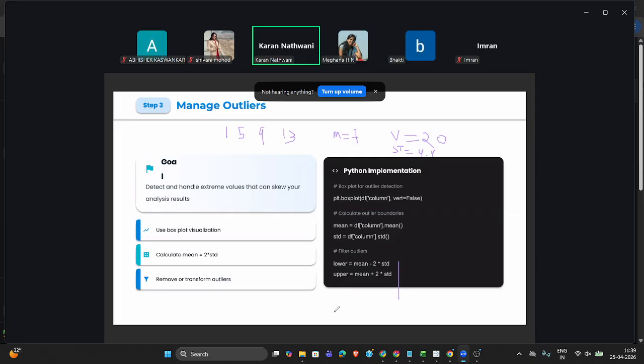Can you see any outlier in this? Where? Which one? No, sir, there is no outlier. So this data has no outliers. Are you getting my point? This is very straightforward, but yes, you have to calculate the mean and standard deviation.